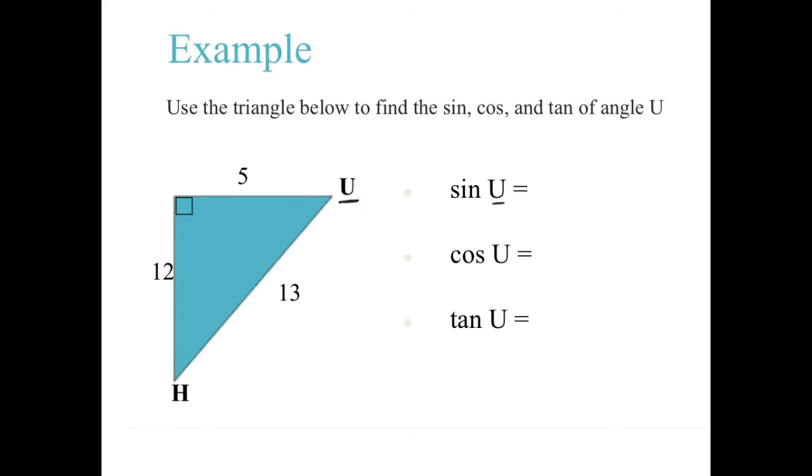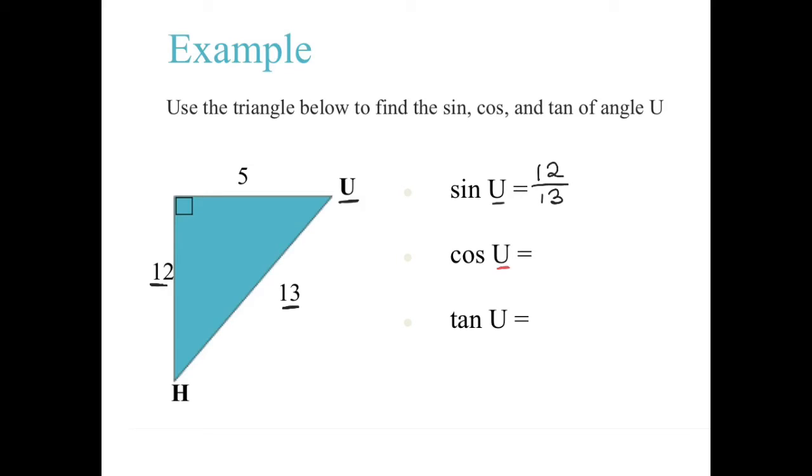Here's an example. We're going to find the sine of angle U. Sine is opposite over hypotenuse. So we look at the opposite side over the hypotenuse. The length of the opposite side is 12, the length of the hypotenuse is 13.